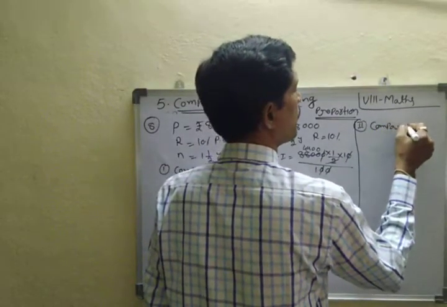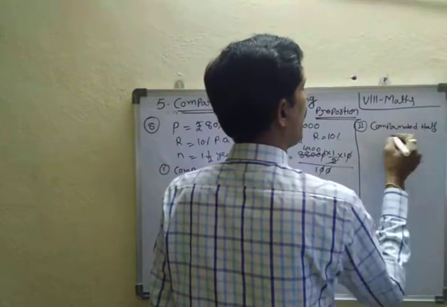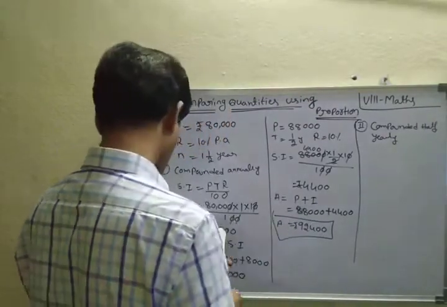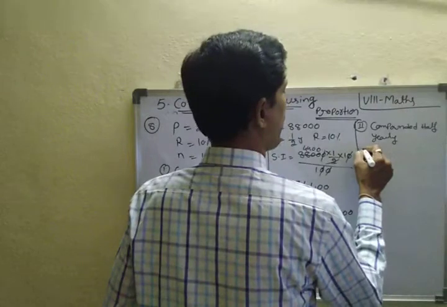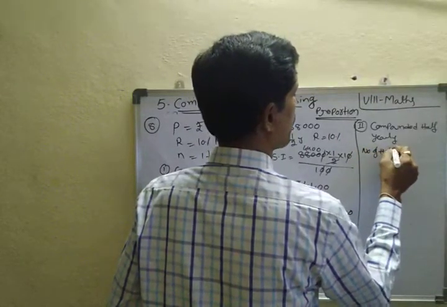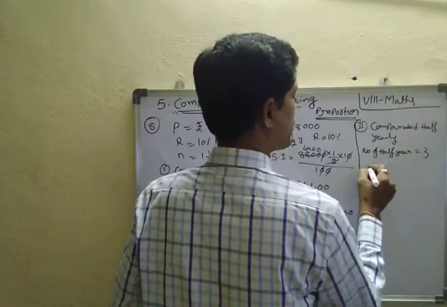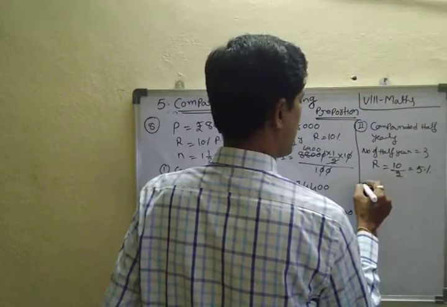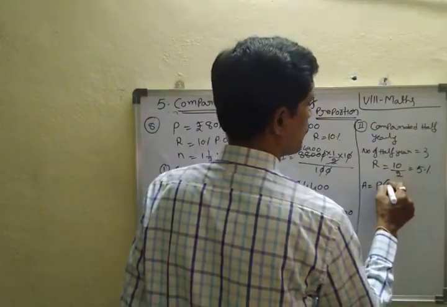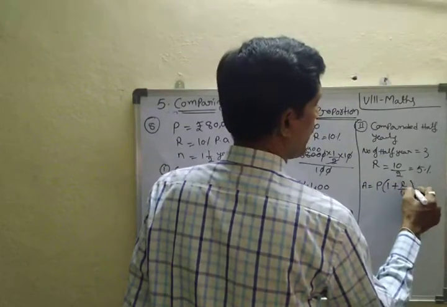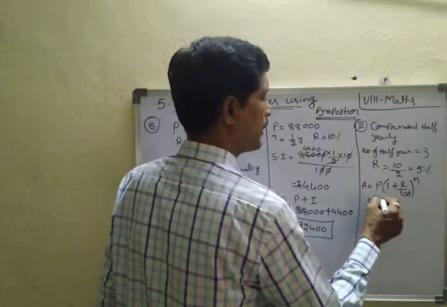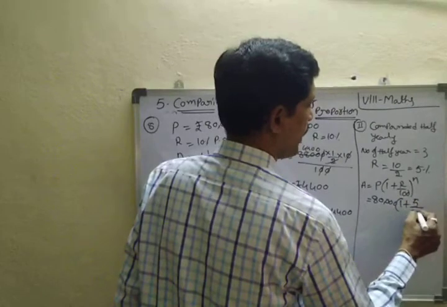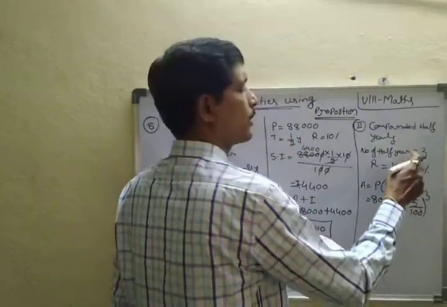Compounded half yearly. Here 1.5 years means how many half years? That is 3 half years. Therefore, the number of half years equals 3. Next, the rate of interest for a half year is 10 by 2, that equals 5%. Next, amount equals P into (1 plus R by 100) whole power n. Here P equals 80,000 into (1 plus 5 by 100) whole power 3, since there are 3 half years.